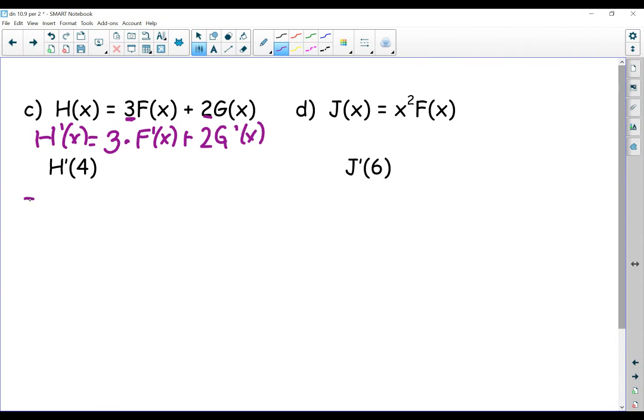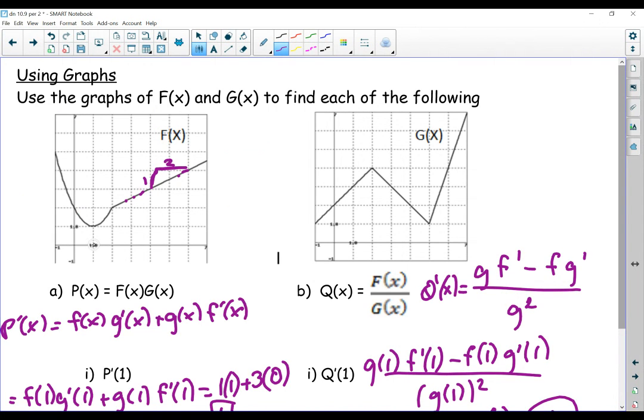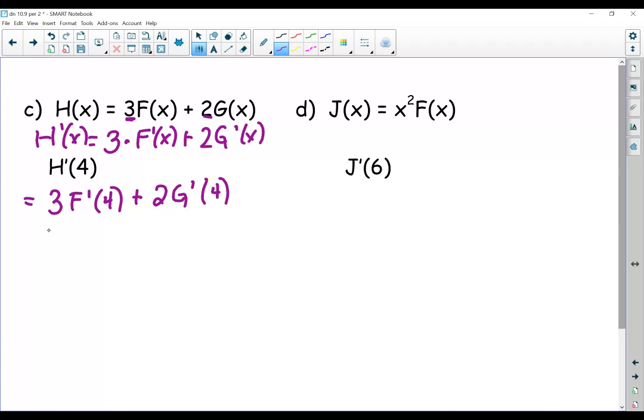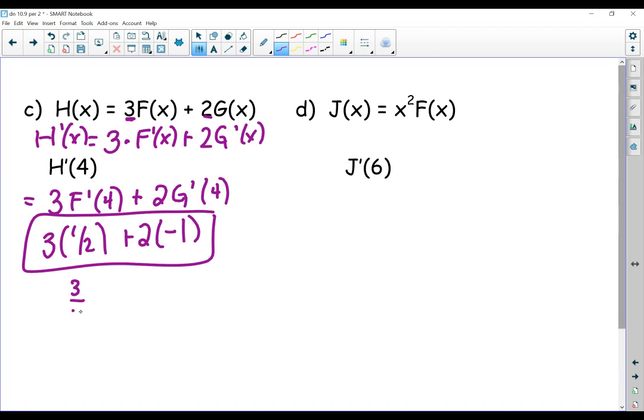So then if I want h prime of 4, it's going to be 3 times f prime of 4 plus 2 times g prime of 4. And now let's go back to the graph and find f prime of 4, 1, 2, 3, 4, which is on the line. So that's going to be 1/2. And g prime of 4, 1, 2, 3, 4 is here. So that's -1. So we have 3 times 1/2 plus 2 times -1. And that is a number, folks. I'm going to leave it. If not, you would have 3/2 minus 2, which you can simplify into -1/2.